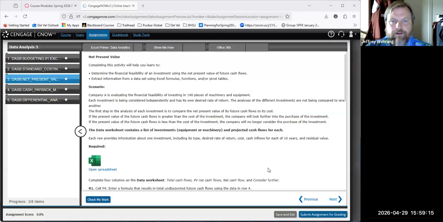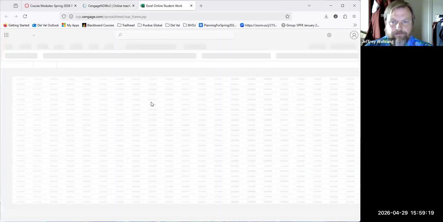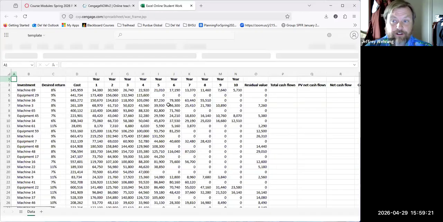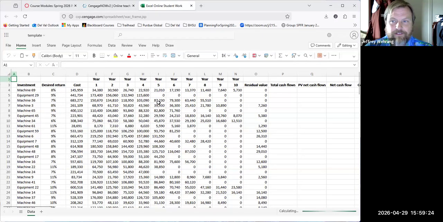Okay, so we're going to do the net present value data analysis problem. So let's open this one up. And this is actually a tricky one. I say that because this is probably my fifth time trying to record it, and every time I've just been missing a comma or something in the formula. So we'll look at this.